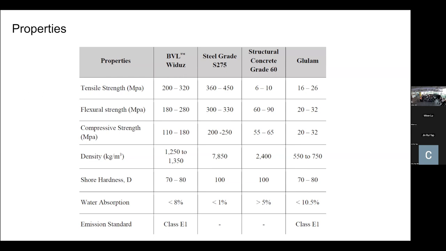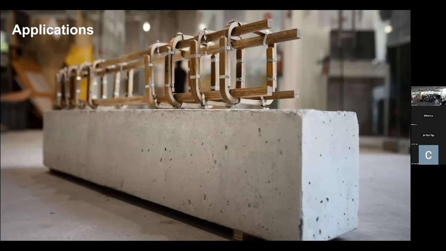So it had the opportunity to be applied somewhere. Therefore, we started to explore different applications. The first application we did was to see how we can replace the steel reinforcement in concrete. Normally, in concrete construction, we have steel as a reinforcement system. Here, we thought that based on the strengths that we have, why not, for low cost, low rise housing, explore BVL, our bamboo veneer lumber technology.